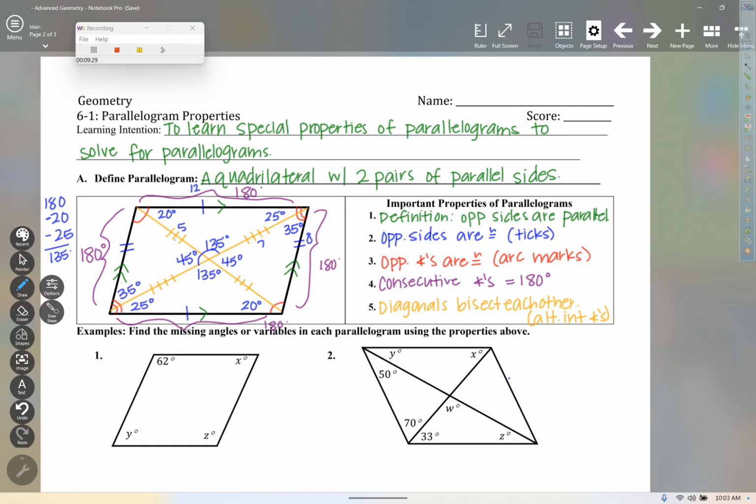Okay. This length was 7, so I know that this length is 7 because they share the same tick marks. This was 5, so I know that this was 5 because they share the same tick marks. This was 12, so I know that this length is 12 because they share the same tick marks. And last, this was 8, so I know that this is 8. That is a parallelogram. It is a lot, but as we get used to these, you're going to realize that they go fairly quickly. You just need to figure out which part of the properties you need to solve for the parallelogram.